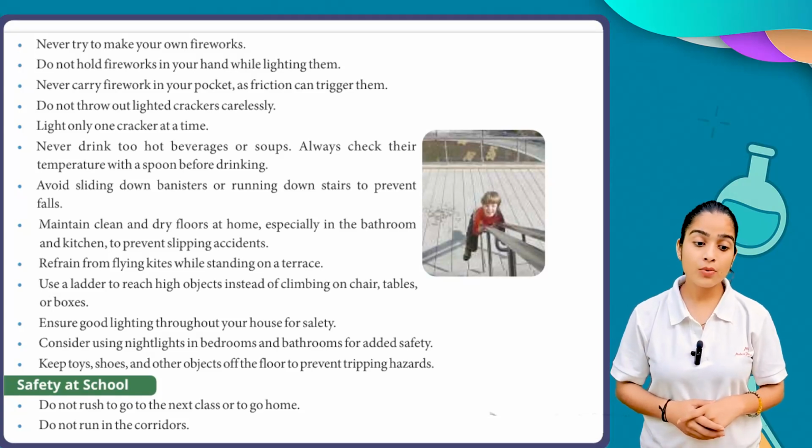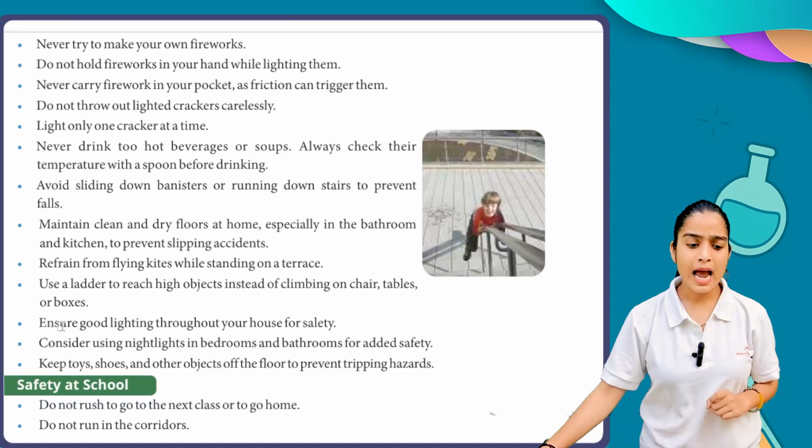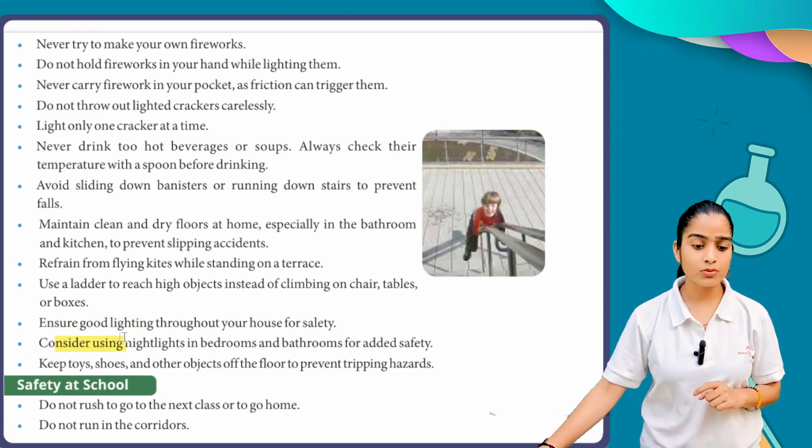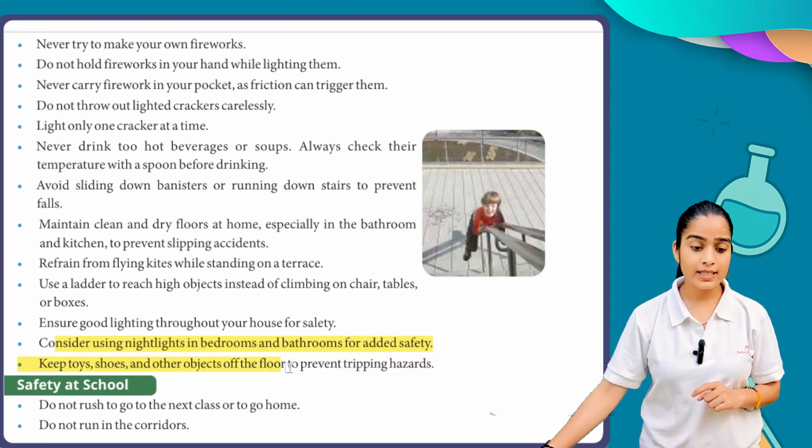Now refrain from flying kites while standing on a terrace. Use a ladder to reach high objects instead of climbing on chairs, tables, and boxes. Ensure good lighting throughout your house for safety. Consider using night lights in bedrooms and bathrooms for added safety. Keep toys, shoes, and other objects off the floor to prevent tripping hazards.